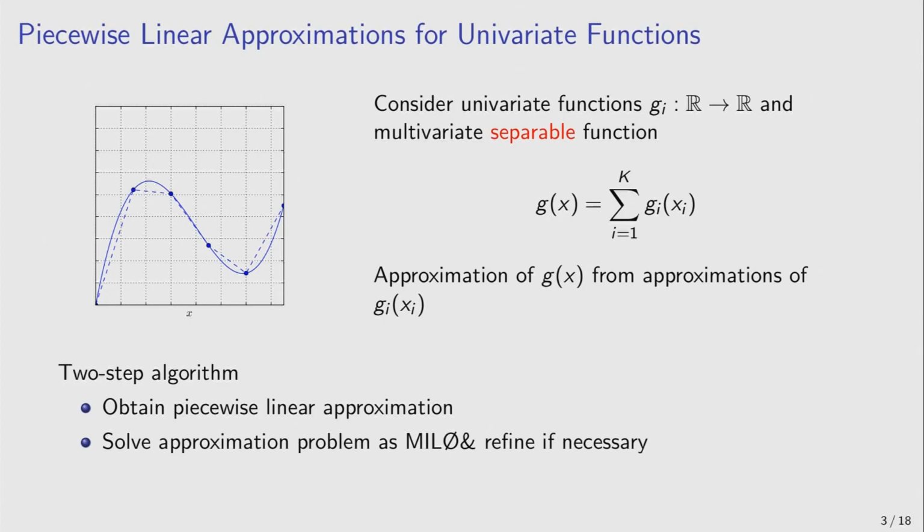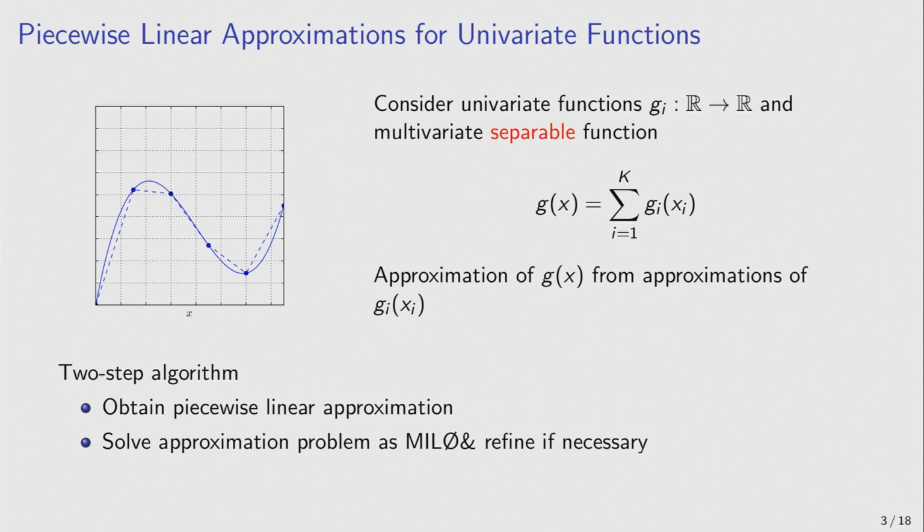Okay, so if we have univariate functions g_i, so they map a single real variable to the real numbers, we can also generalize this to separable functions by building up approximations using these univariate functions. And our approximations are going to be piecewise linear approximations. In this figure here, we have some nonlinear function, that's the solid blue line, and there's a piecewise linear approximation that has 4 breakpoints and then the endpoints of the interval.